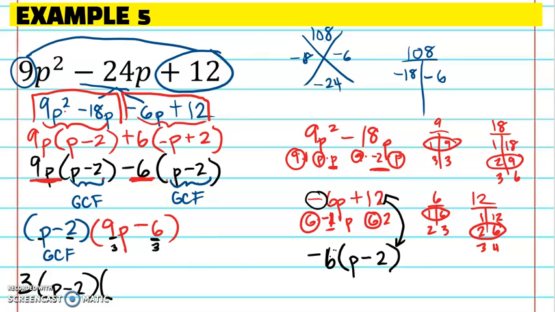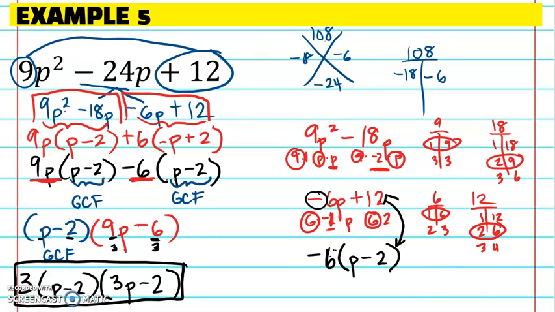Well, 3 times 3p would equal 9p. 3 times, well, 6 divided by 3 is 2, so times negative 2. 3 times negative 2 is negative 6. That would be my final factorization. Multiply that all out. Boom, I get 9p squared minus 24p plus 12.